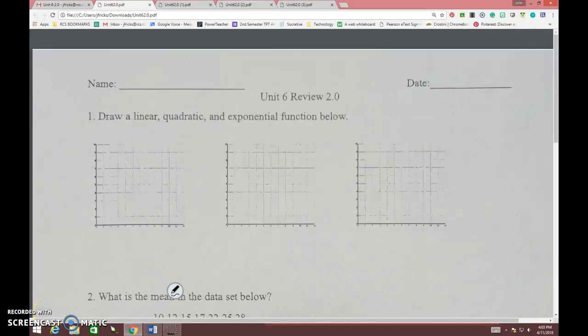Alright, so we're going to go ahead and get started with the Unit 6 Review 2.0. We'll start with number 1. Number 1 was draw a linear, quadratic, and exponential function. So we just had to draw some type of function.